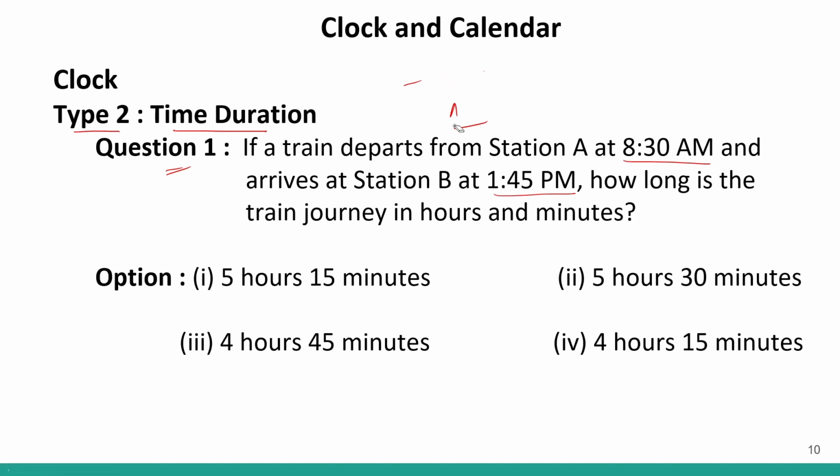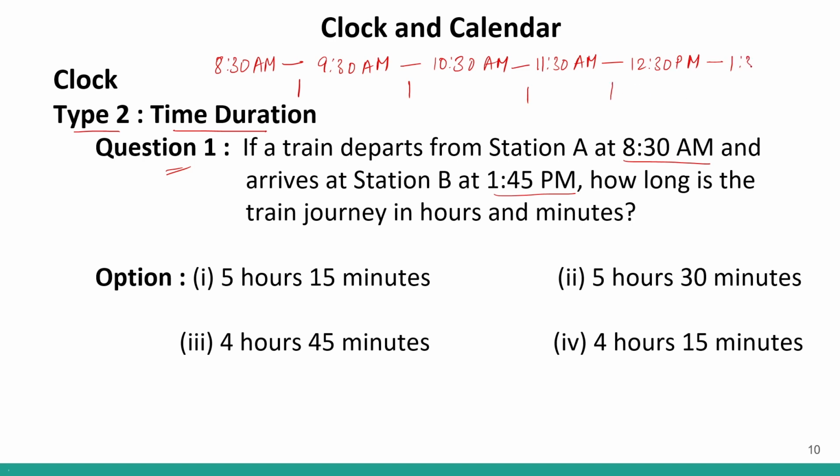So now we'll use a different method, that is simply calculating from hour to hour. From 8:30 am, if we go till 9:30 am, what time will it be? 1 hour. From this, if we go to 10:30 am, the time will be 1 hour. 11:30 am, 1 hour. Now from 11:30 I'll get 12:30 pm, 1 hour. And from 12:30 I'll get 1:30 pm, 1 hour. And from 1:30 pm I have to go till 1:45 pm, that is 15 minutes.